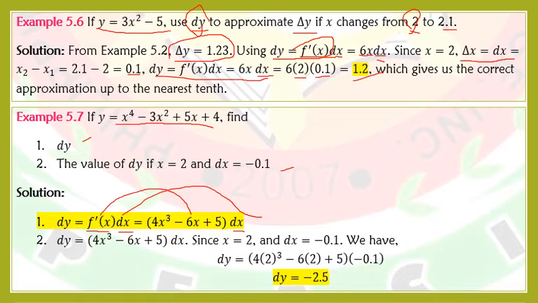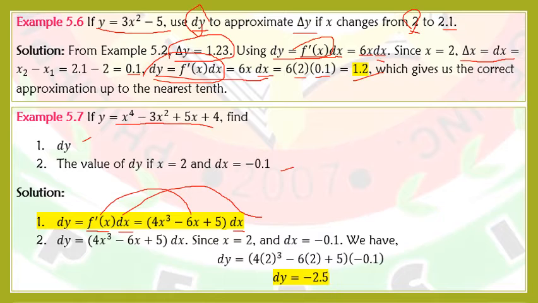And then, dy. So number 2, the value of dy is, ano daw yung value ni dy if yung x natin is equal to 2 and dx natin is negative 0.1. Okay, so since dy is 4x cubed minus 6x plus 5, eto siya, di ba, yung sa solution natin sa result natin sa first, sa number 1. Since x is equal to 2 and dx is negative 0.1, substitute natin dito. So, di ba ito yung formula?